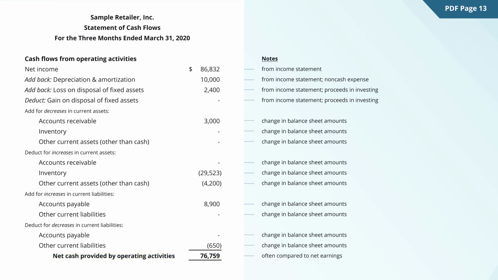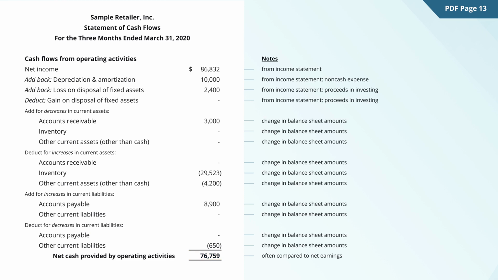Now, that number is less than the income statement number, right? So the accountant's income statement showed $86,832 of net income. Remember, that's revenues minus expenses. But the cash that was generated from operating the business, the operating activities, was only $76,759. So that's not real good.